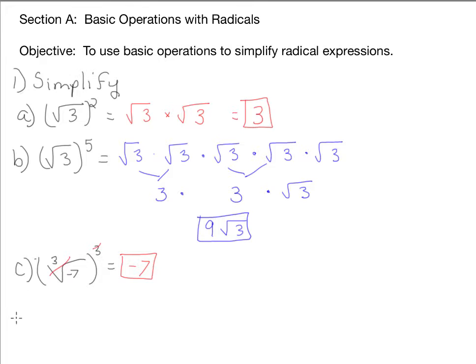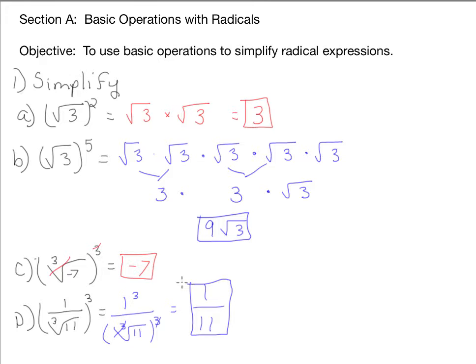Okay, looking at example D, we have 1 divided by the cube root of 11 quantity cubed. So we're going to use our distributive property that we learned earlier in the year. That becomes 1 cubed divided by the cube root of 11, quantity cubed. 1 cubed is simply 1, and then using our rule of cube roots, we know that bottom is equal to 11. So our answer is 1 divided by 11.